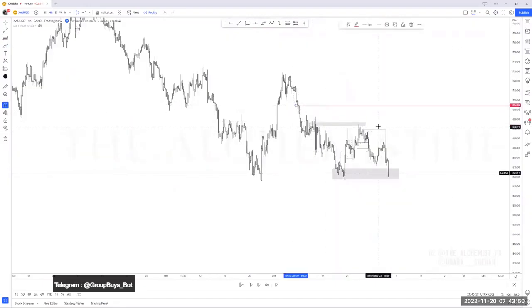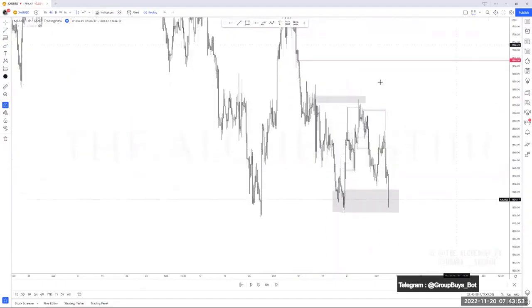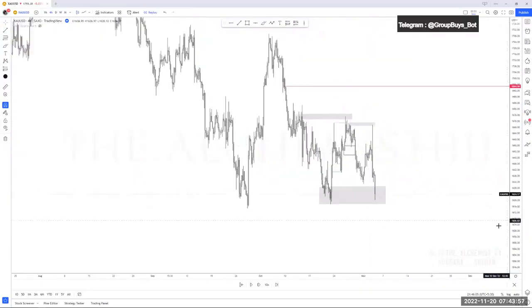Okay, so I know it might not be that clear, but once you watch the recording again and do your own backtesting, that way you will slowly understand it.